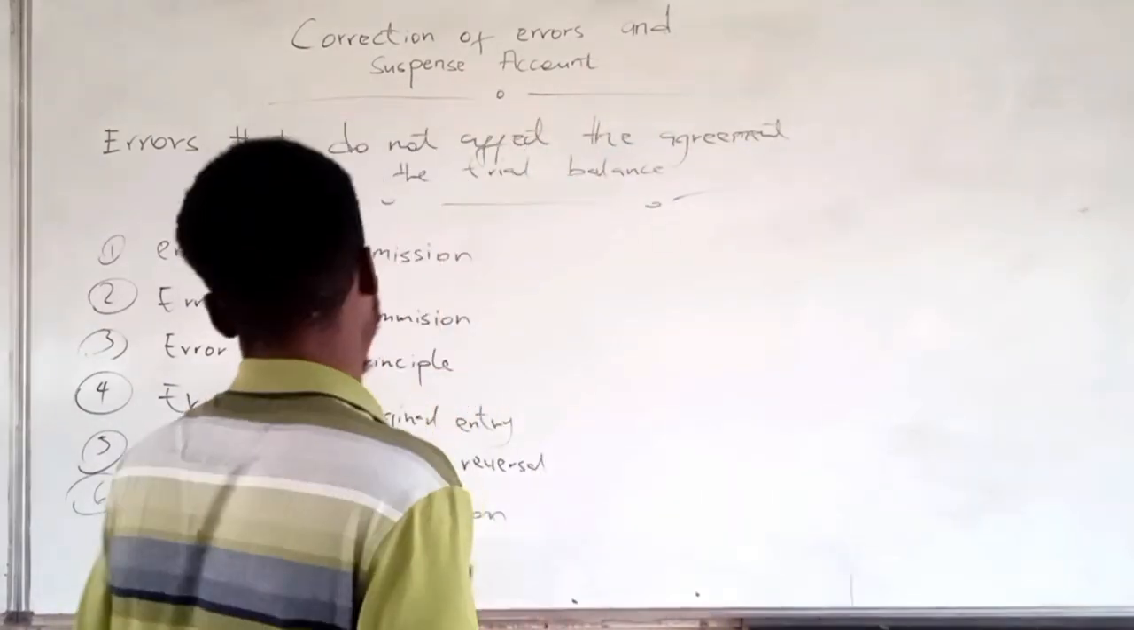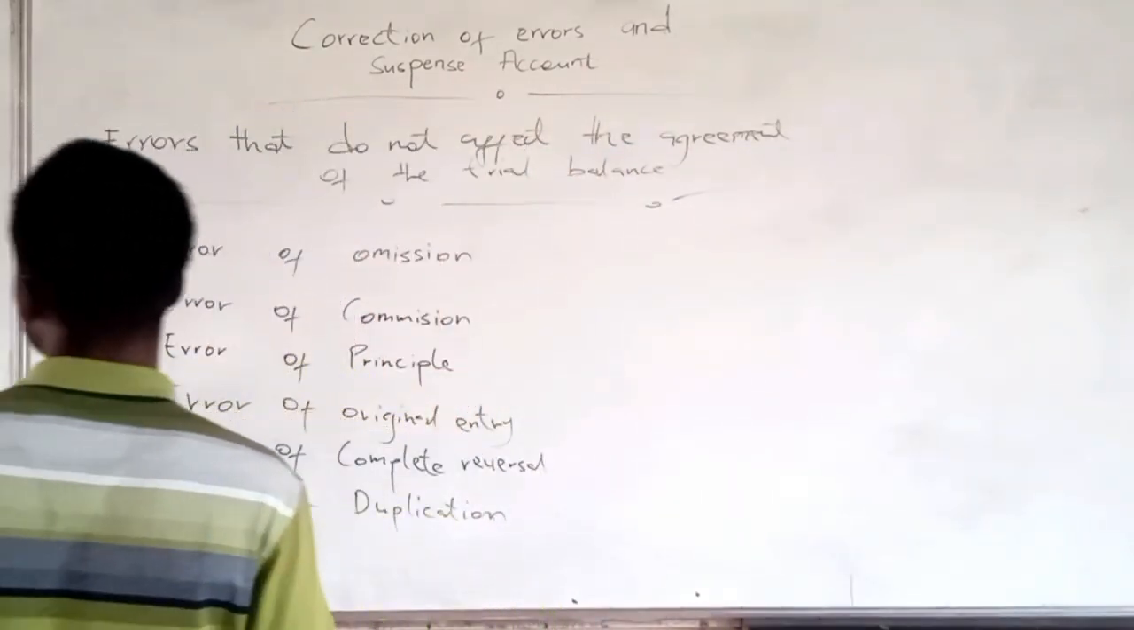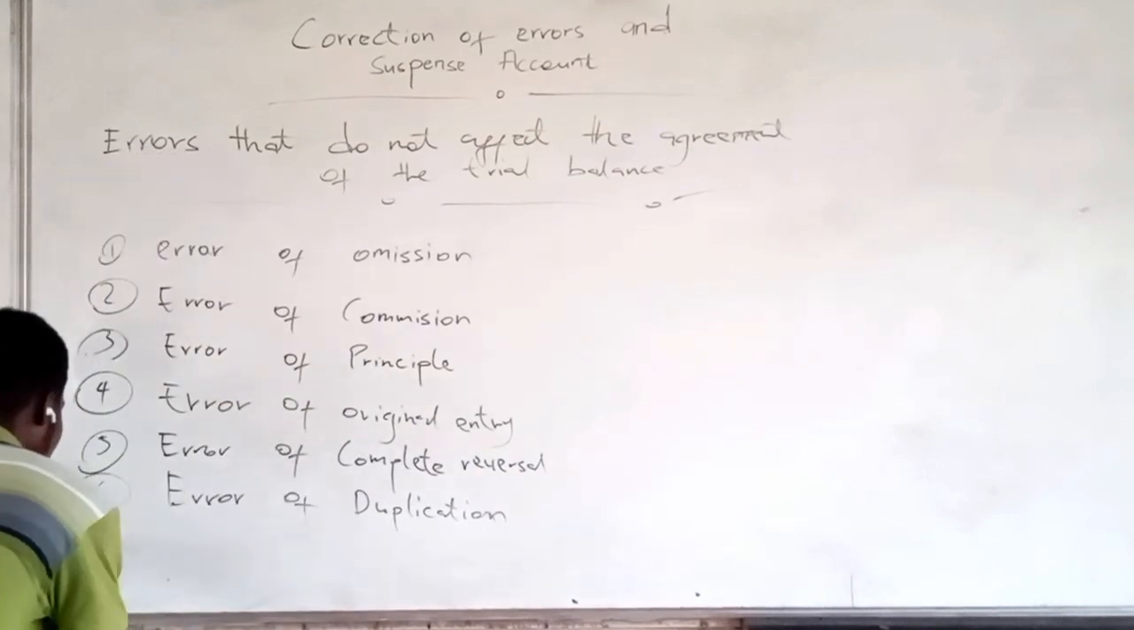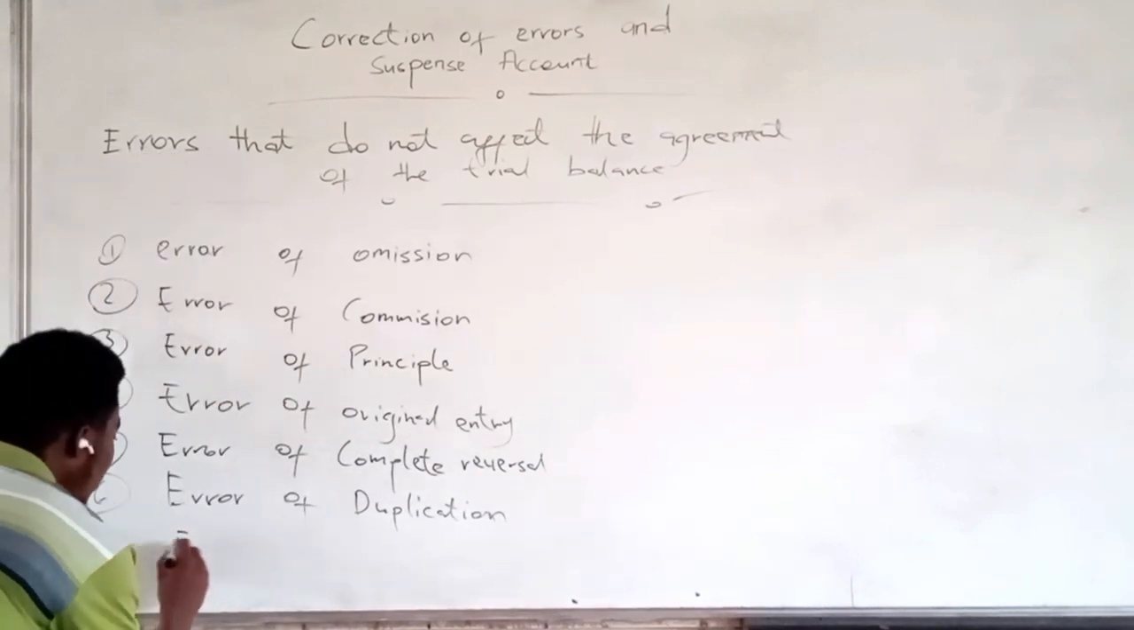So let's go to another error that will not affect the agreement of the trial balance. That's the error of compensation.